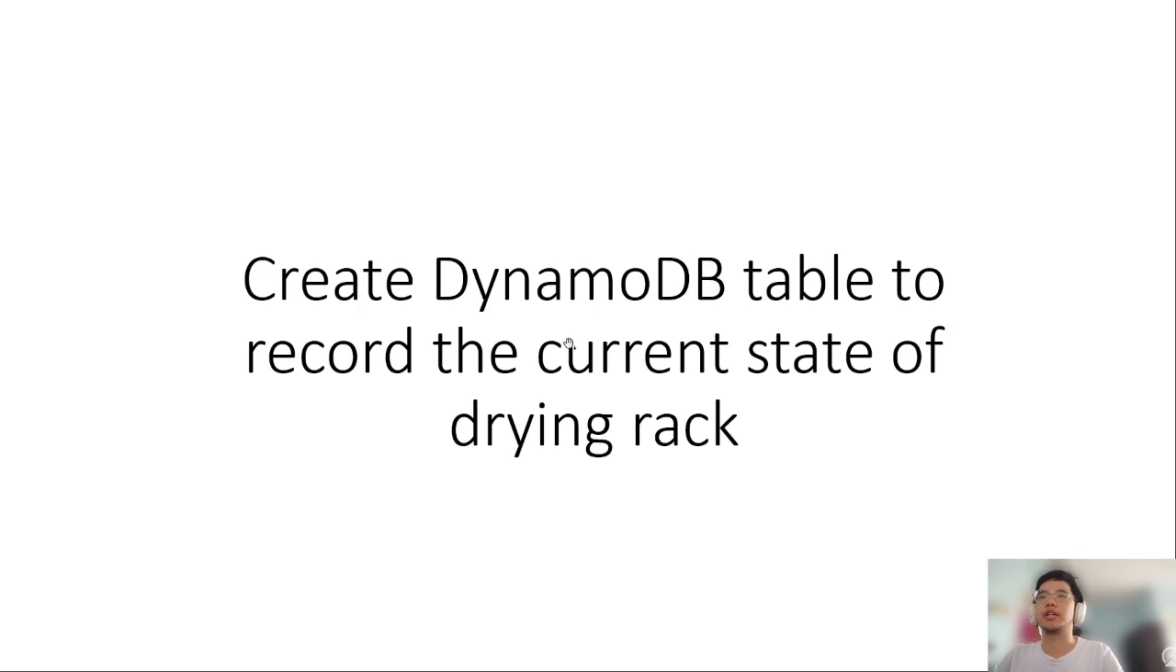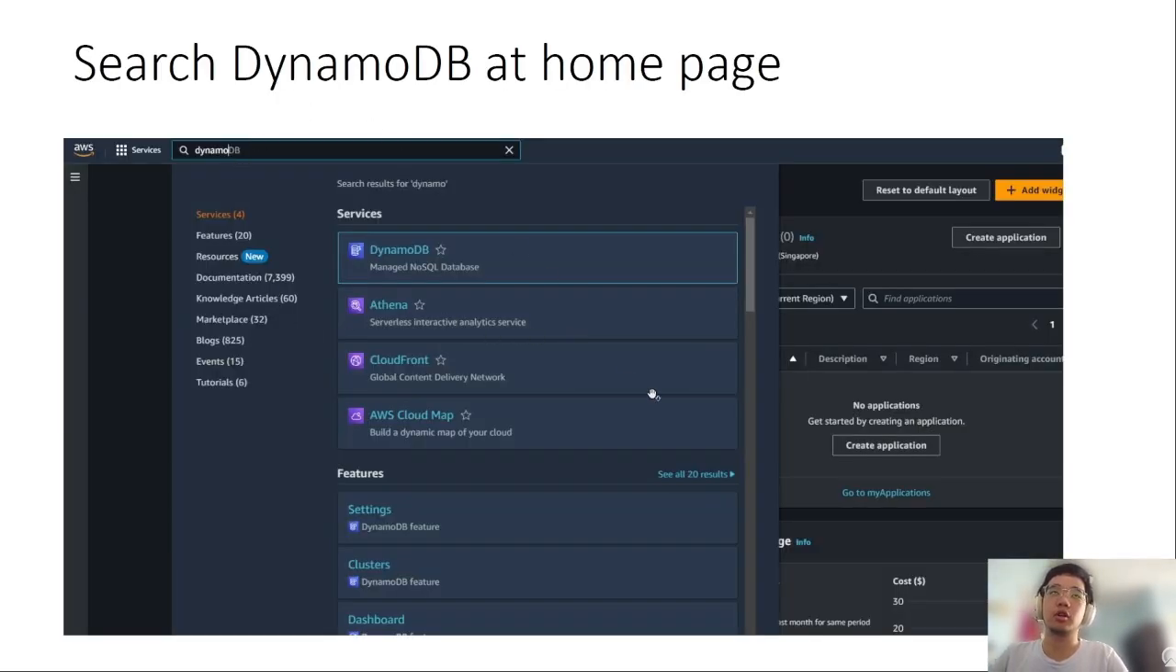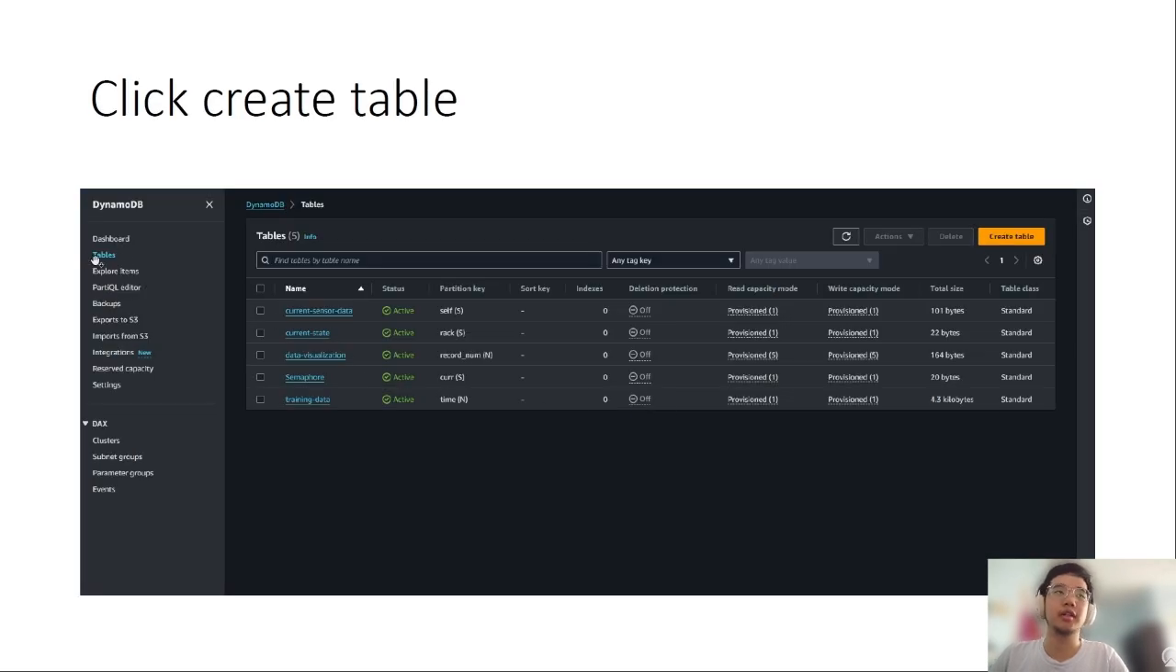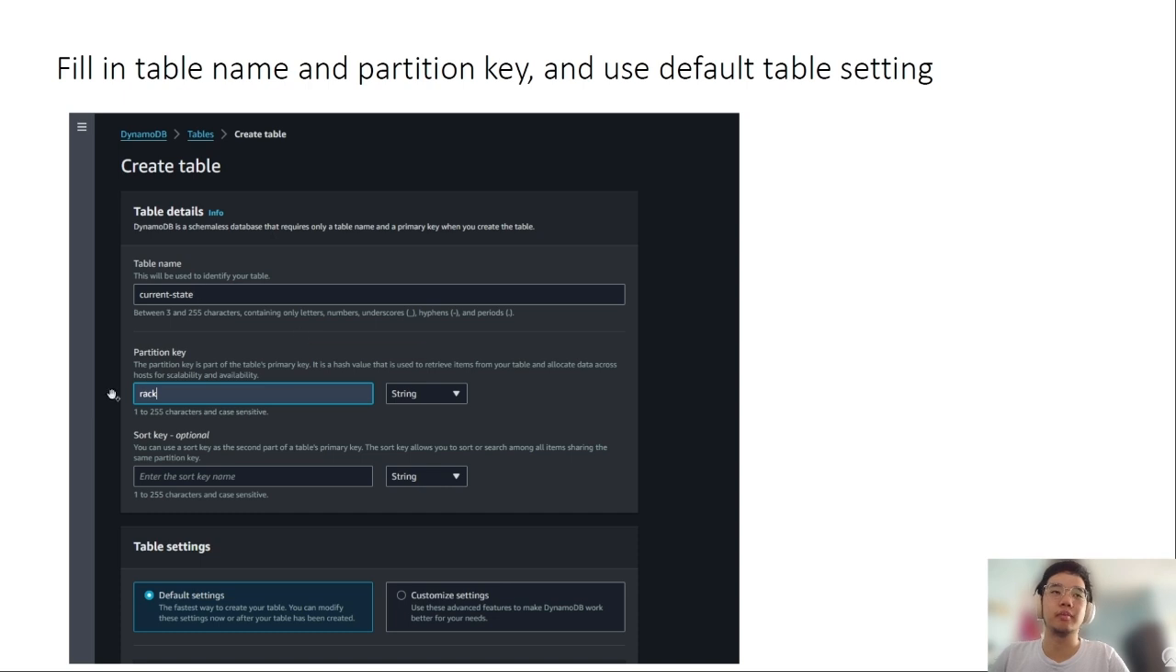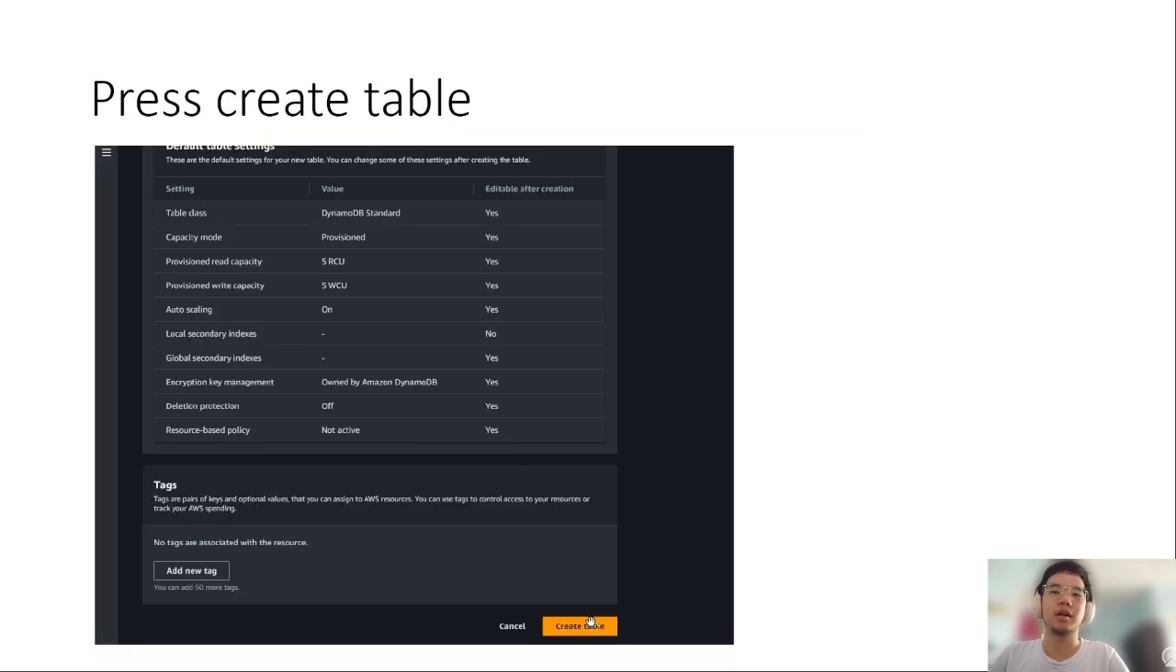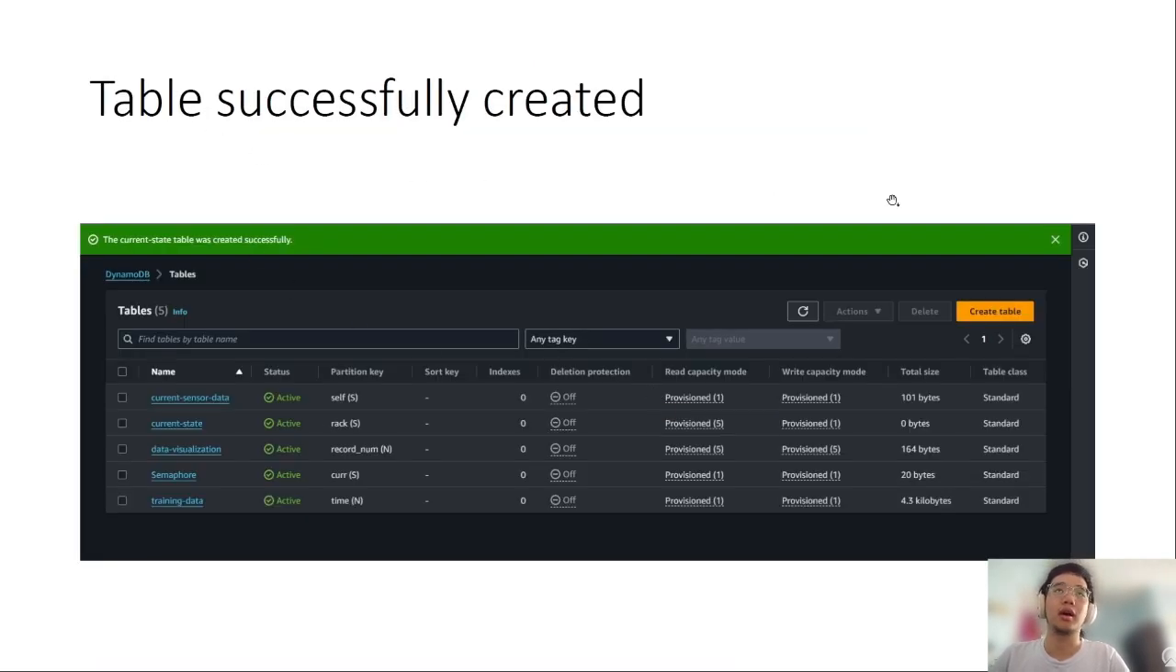Next, we'll create a DynamoDB table to record the current state of the driving track. First, go to DynamoDB, and here click Tables, then click Create table. Give your table a name and a partition key name, then click Create table. And the table successfully created is shown here.